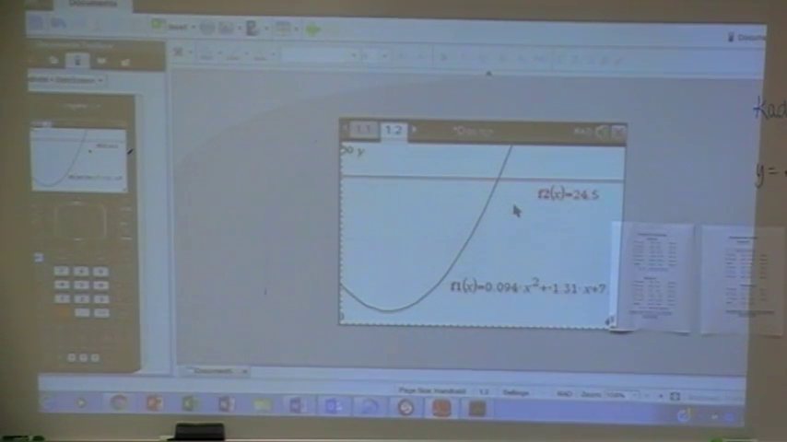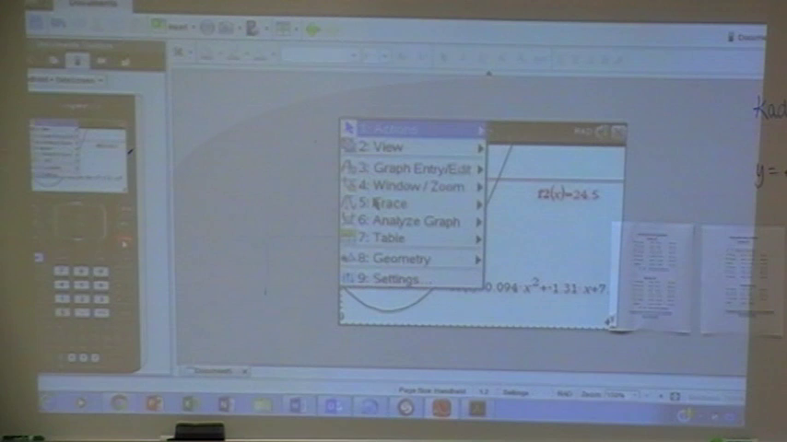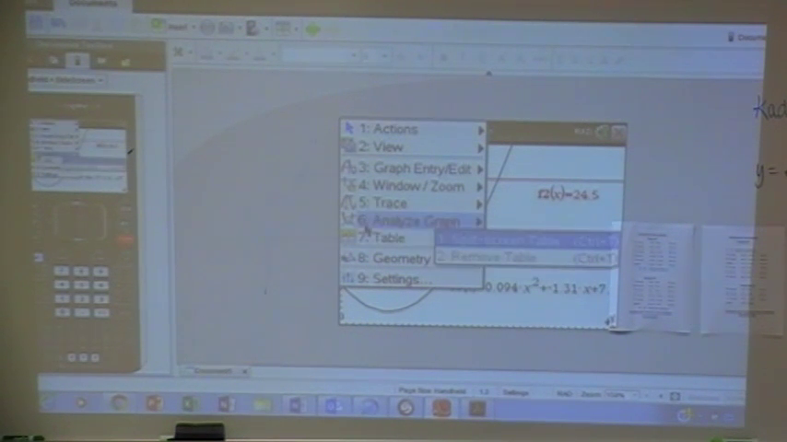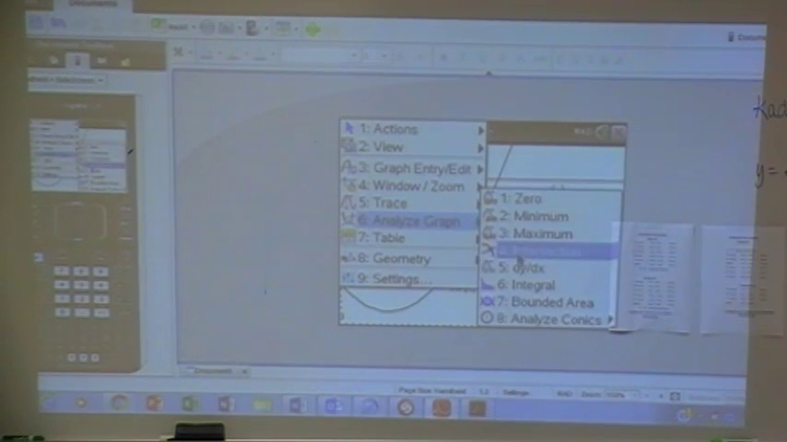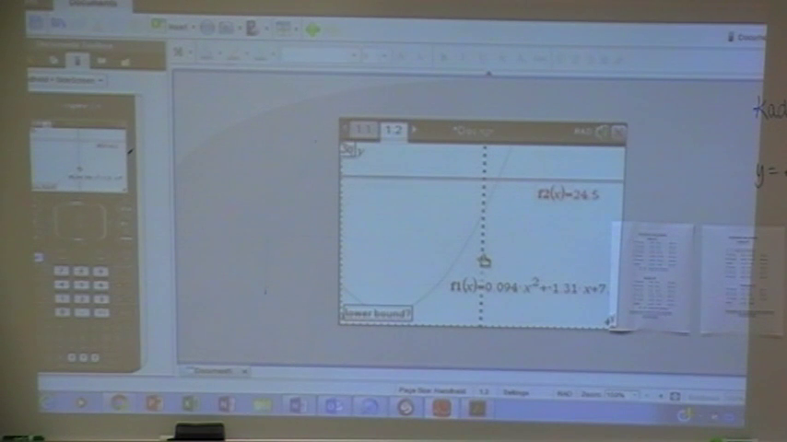So I'm going to hit Menu, Analyze Graph, Intersection. And there's your intersection right there. So at 22.4 inches, it costs $24.50.